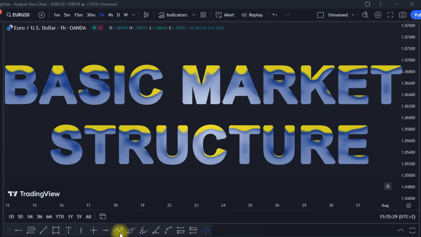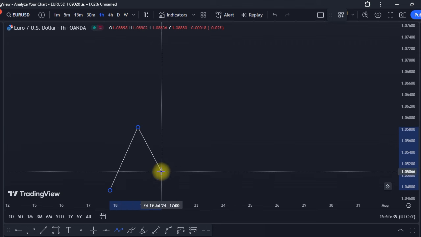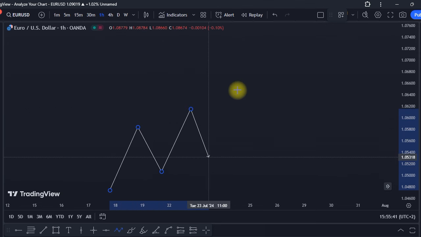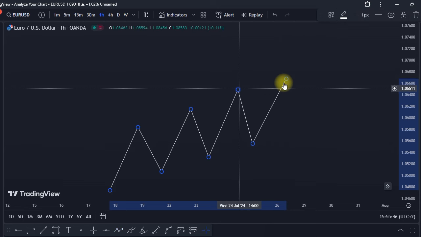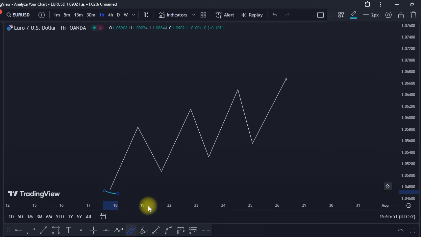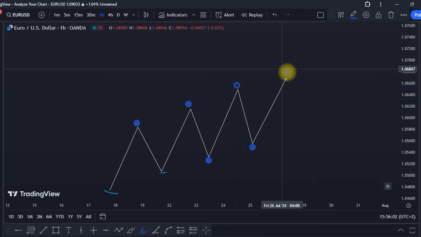Now when we begin SMC, we are taught that the market is composed of higher highs and higher lows. So that's how we see our market structure. So if we are in an upward trend, we see a series of higher highs and higher lows like this. So as you can see here, we are having our highs. This is a low. Actually we have another low here. This is a low here, this is a low over here, and then we have our highs. This is a high, and then this is also a high, this is also going to be a high.